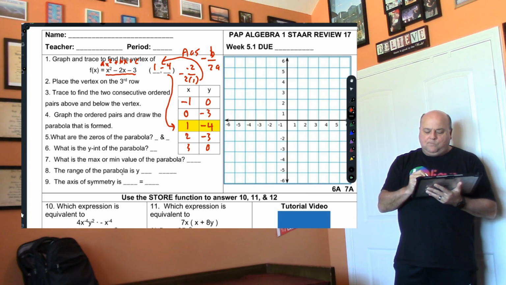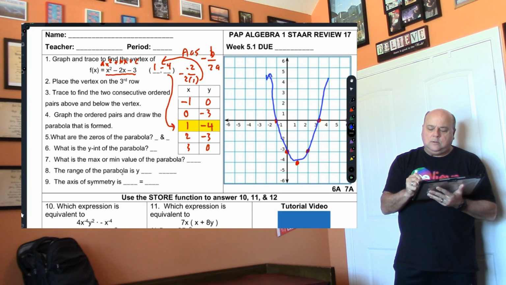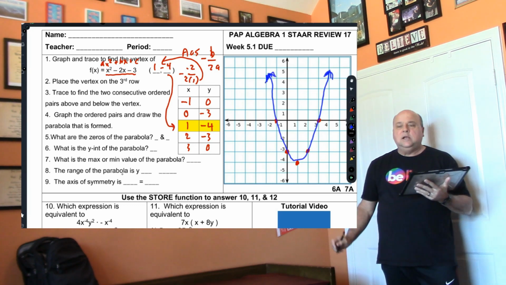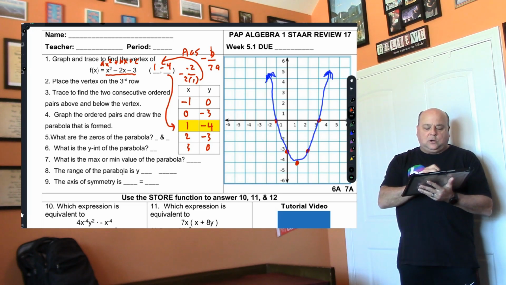We could graph it. So -1, 0 is right here. 0, -3, 1, -4, right here and right here. And if we were to connect the dots, we would have this, wouldn't we? Okay, so that's our graph parabola. Now then, let's go through and answer the questions.